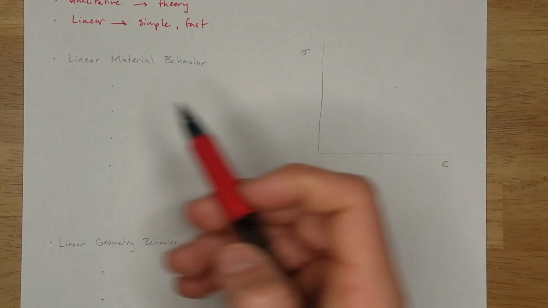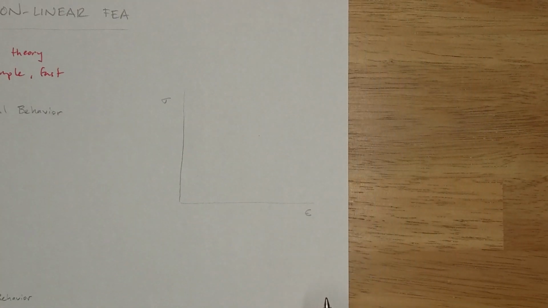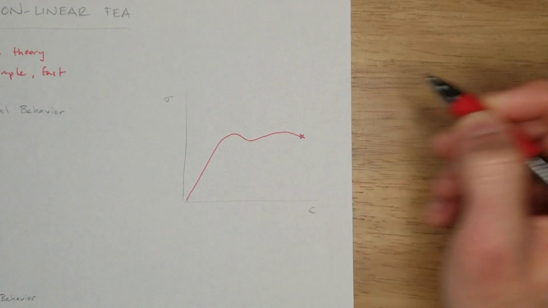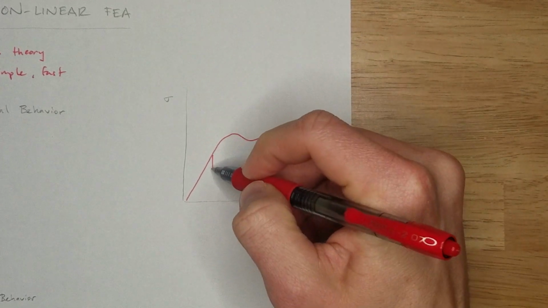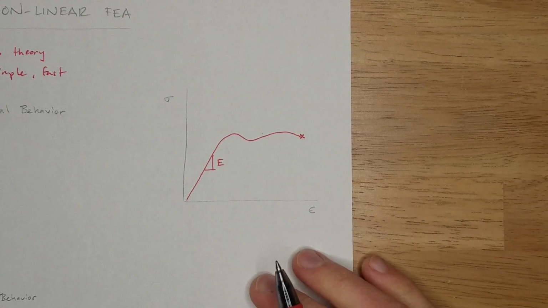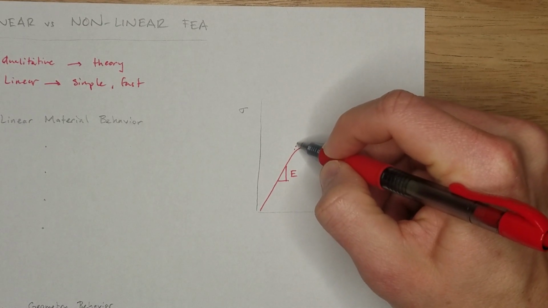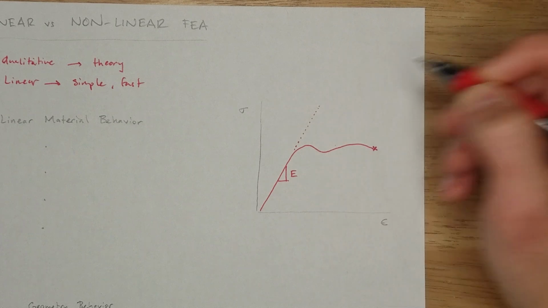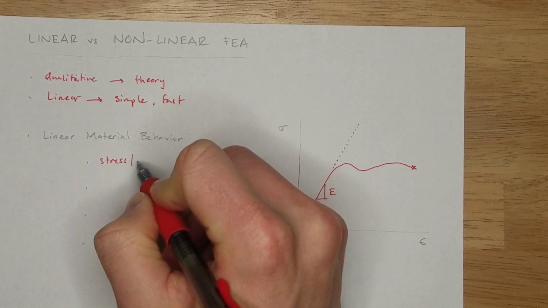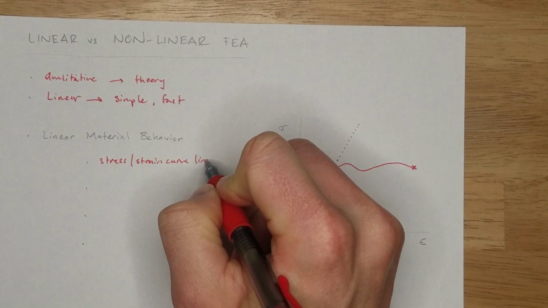The first is that our material behaves linearly. What do I mean by that? Let's draw a stress strain curve for steel. Something like that. Not perfect, but something like that. In our linear elastic region, the slope of that area is Young's modulus. Linear material behavior means that the software is assuming that this portion continues on forever. So our stress strain curve stays linear forever.